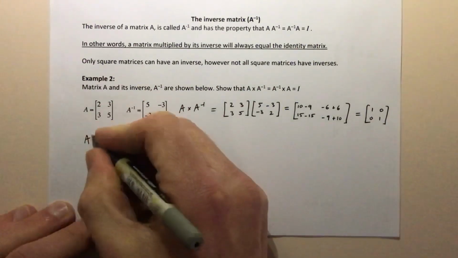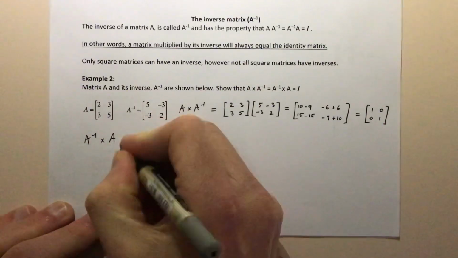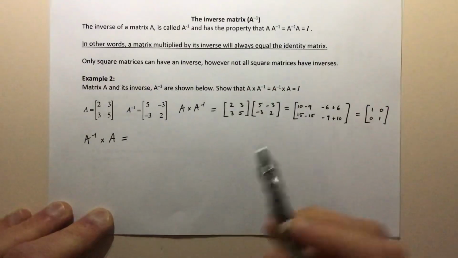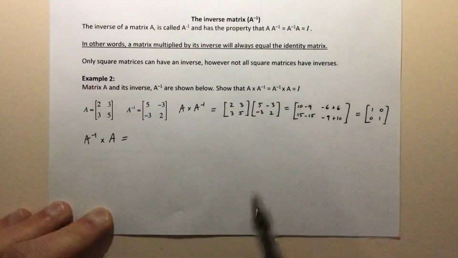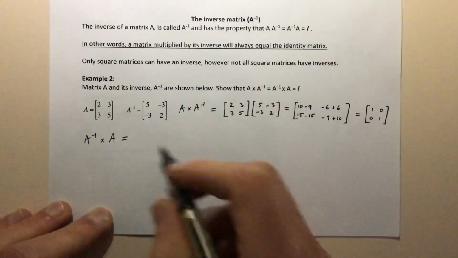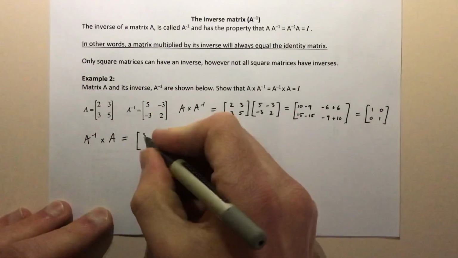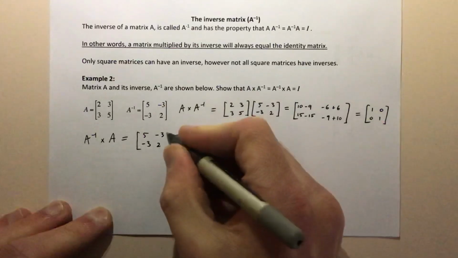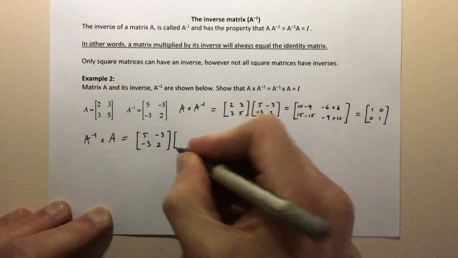Let's do it the other way around. Remember, in a show that question, you already know the answer. Your job is to demonstrate how to get to that answer. So if we did that multiplication the other way around, and it's a little bit tedious, I know. If you want to fast forward this to the end of the example, then go for it.